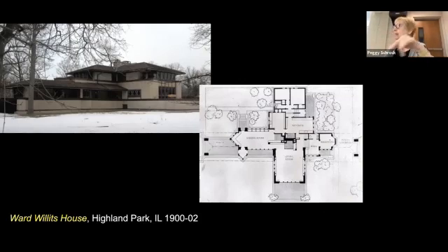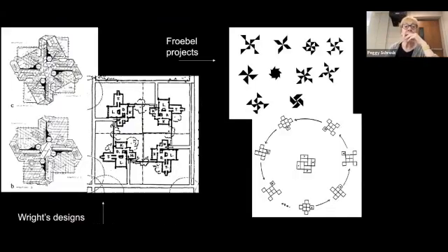This way of thinking about space, he says, came to him from his Froebel projects. These are some of Wright's designs on the left, and on the right are some of the designs done in the projects with Froebel blocks. He is the first one to acknowledge this. He openly, repeatedly says how influenced he was by being educated by his mother in this Froebel system, and how it helped him see how architecture relates to other aspects of life.